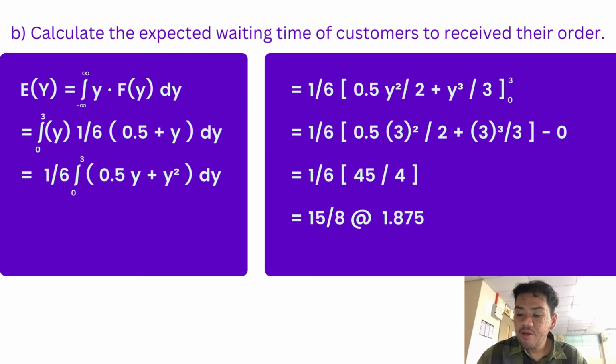After we integrate it, we get 0.5 y squared over 2 plus y cubed over 3, and we insert 3 and 0, and we got the answer 1/6 multiplied with 45/4, and we get the answer, which is 15/8 or 1.875.